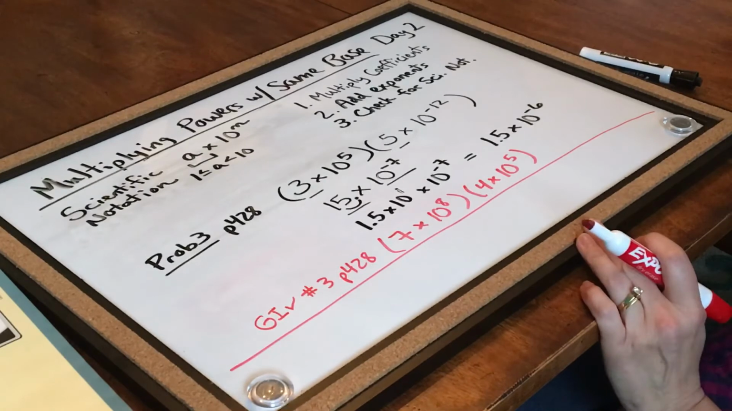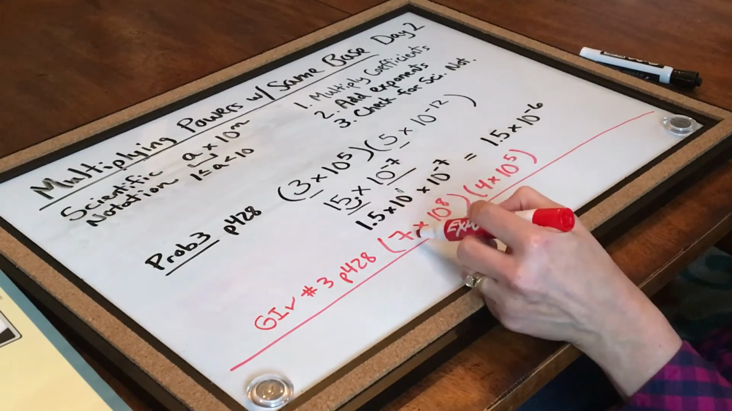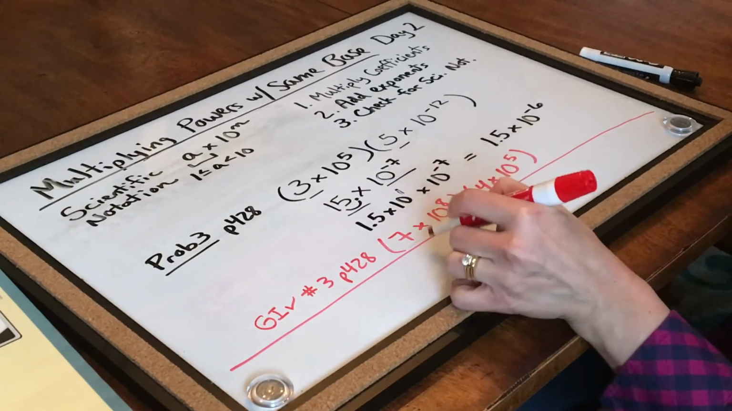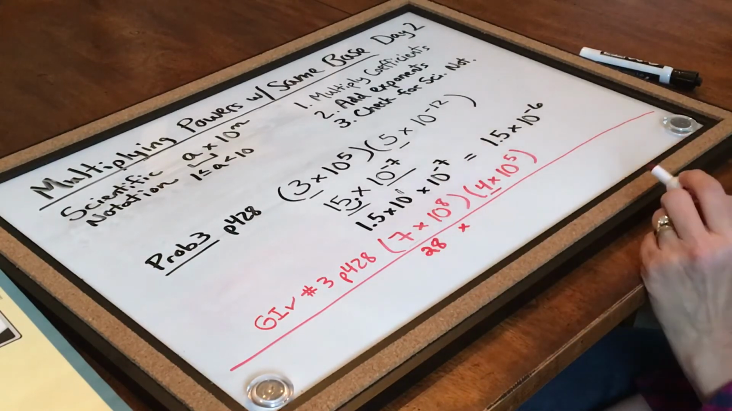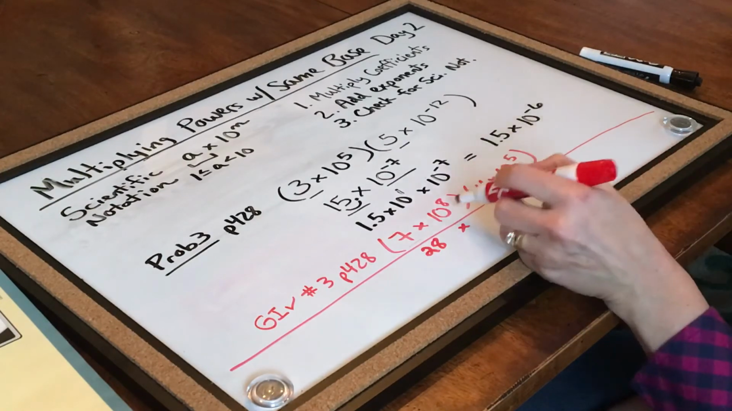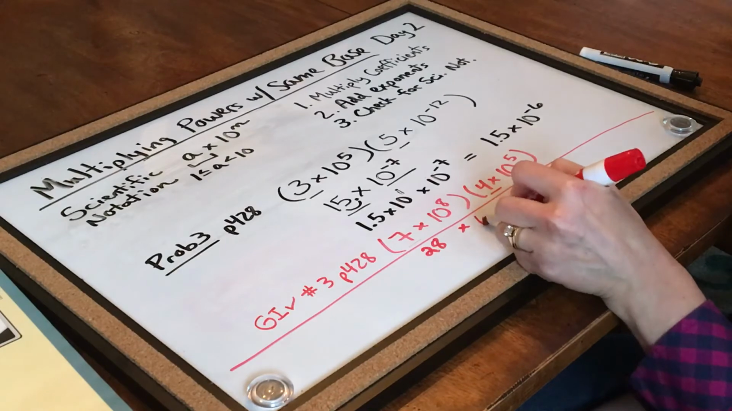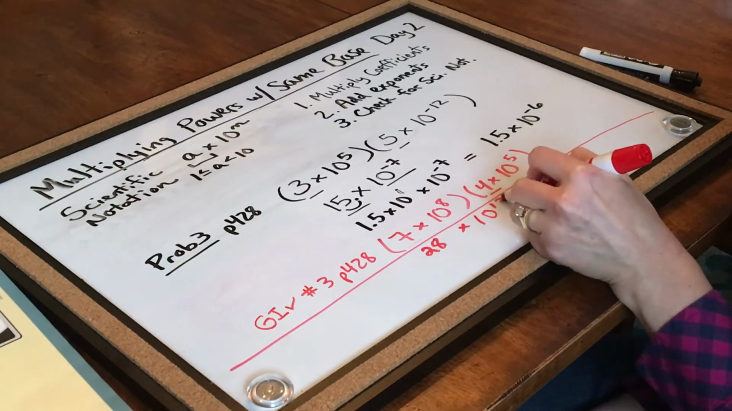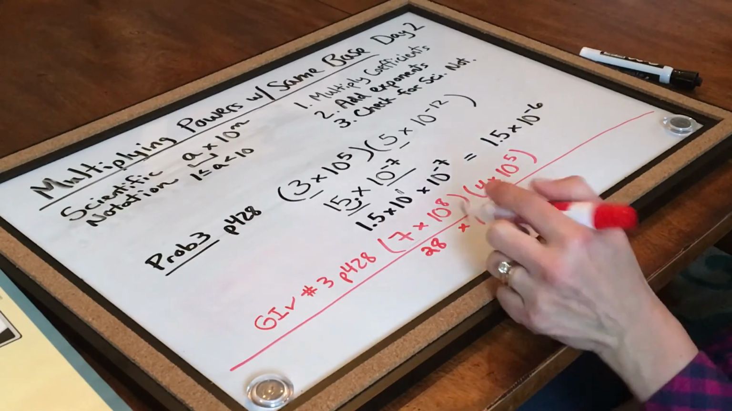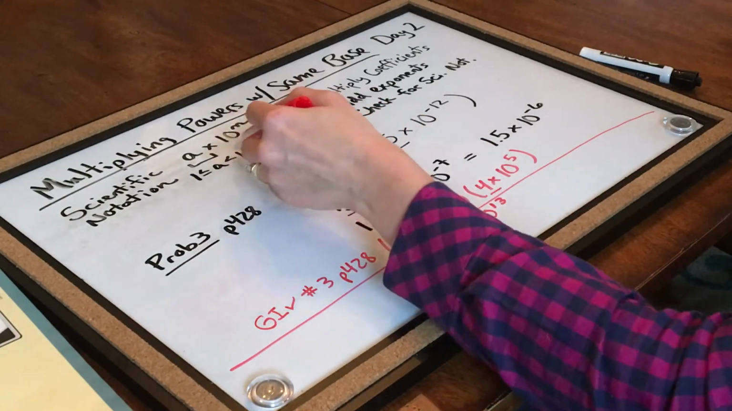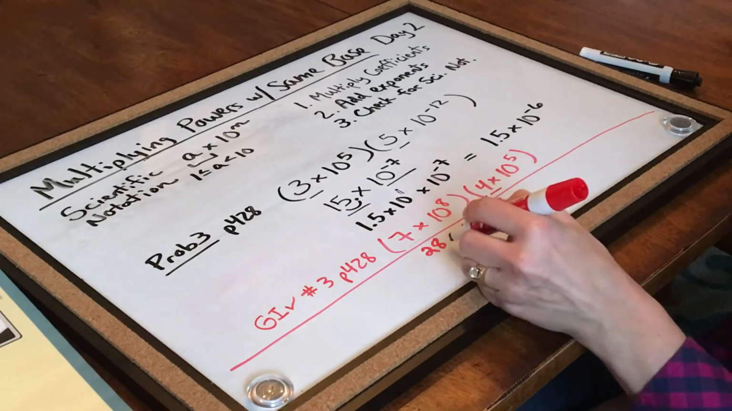As I look at this problem, the first thing I'm going to do is multiply the coefficients. 7 times 4 is 28. Next, I'm going to add the exponents. 10 to the 8th and 10 to the 5th: 8 plus 5 is 13. So that would be times 10 to the 13th. But I've got a problem again, because 28 is not between 1 and 10. So I have to do my decimal place move.